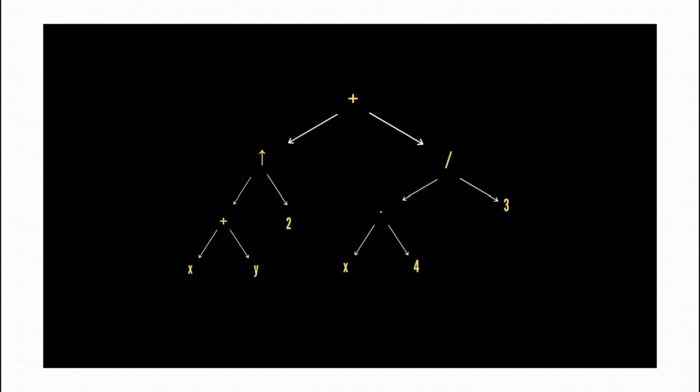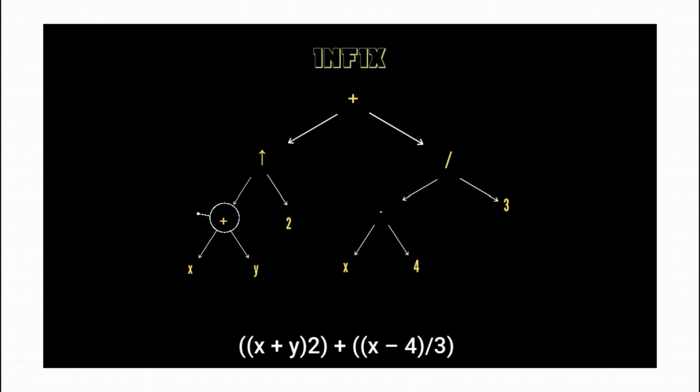Using the in-order traversal, it begins by traversing x in order, then the plus operator in order, then the y in order. It continues to a power in order, traversing 2 in order, then the plus operator in order, continues to x in order, to minus operator in order, and so on until it is traversed in order.